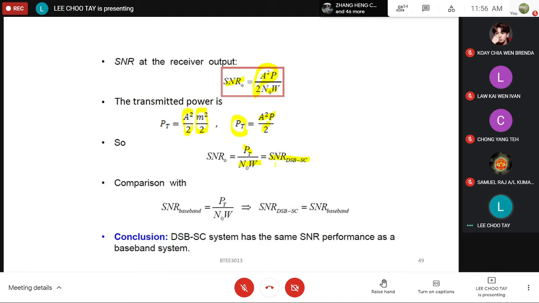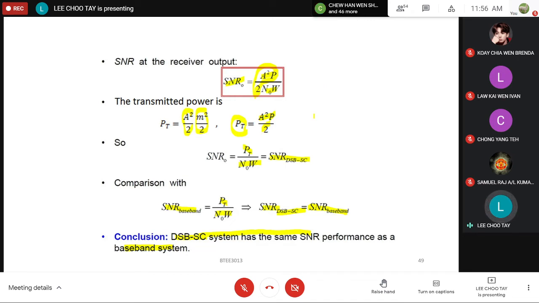So let's compare. Our baseband signal to noise ratio is PT over N naught W, and our double sideband suppressed carrier SNR is the same, also PT over N naught W. So they're actually the same. The conclusion we have is the double sideband suppressed carrier system has the same SNR performance as the baseband signal. Of course, this comes with a condition: provided that our synchronous detection performs as it should, according to our theoretical analysis.